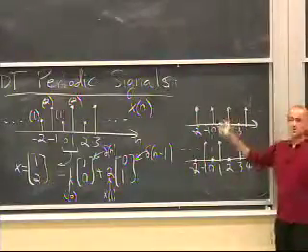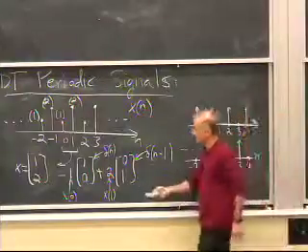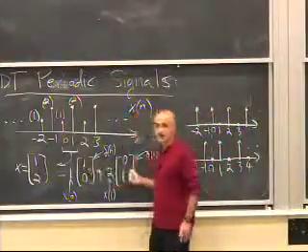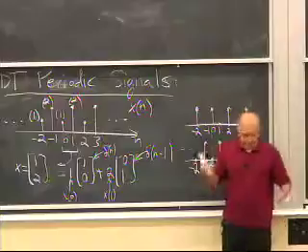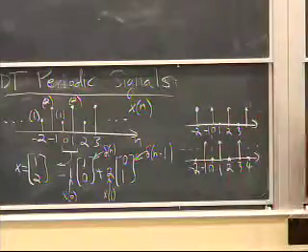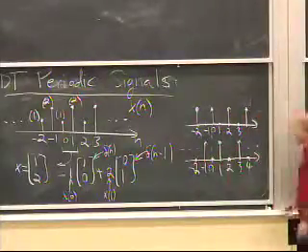So for a periodic signal of period p, how many of these coefficients am I going to need, and how many of these vectors am I going to need? P. Okay?